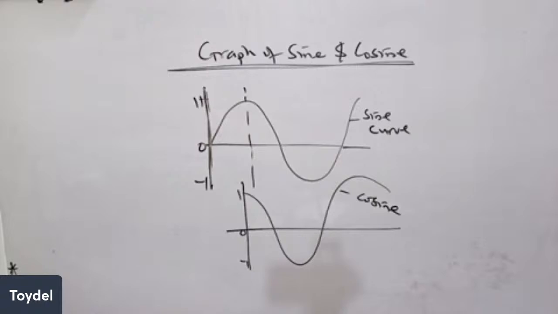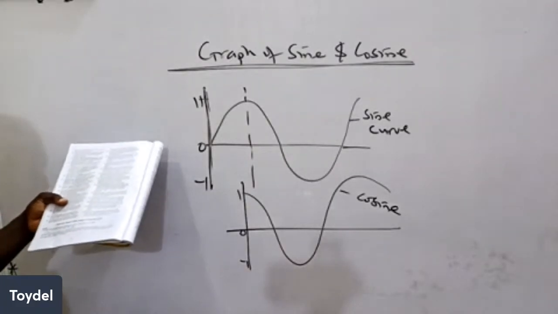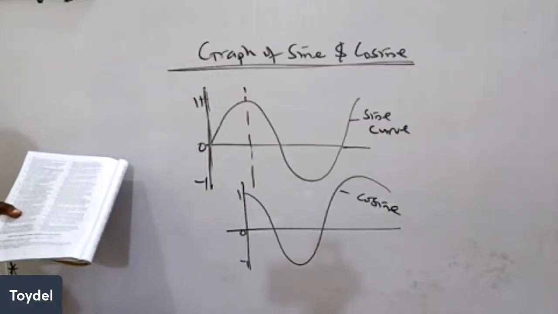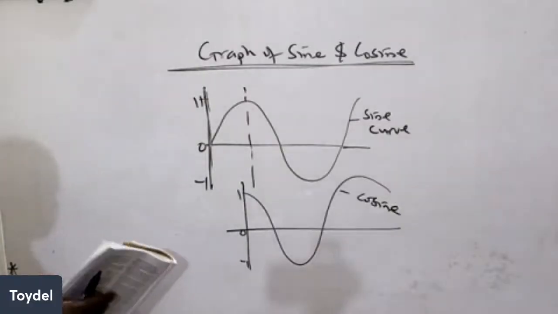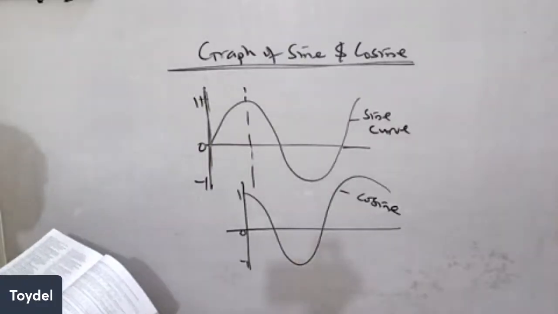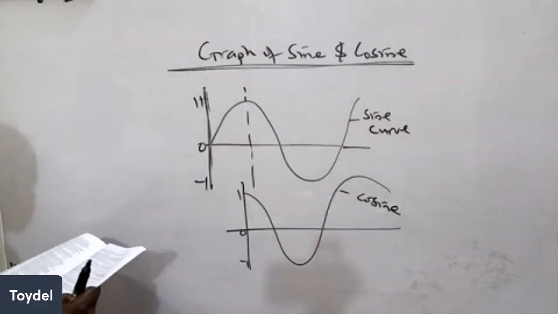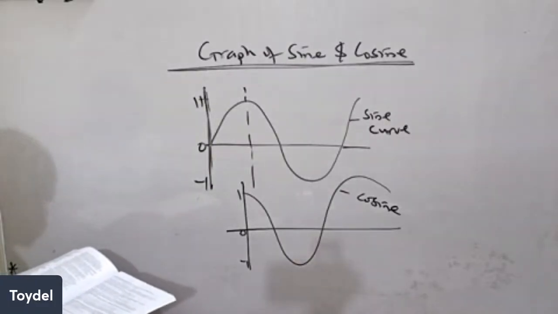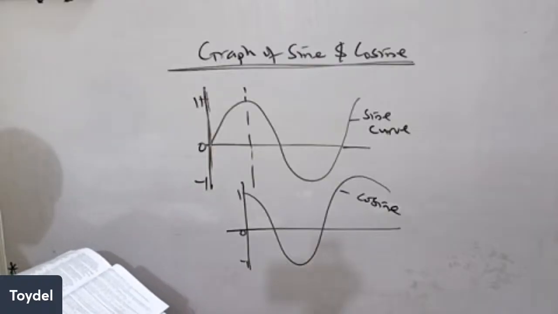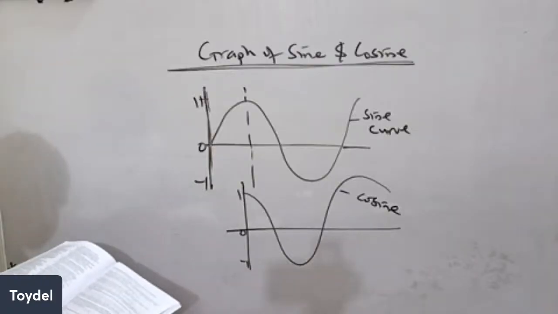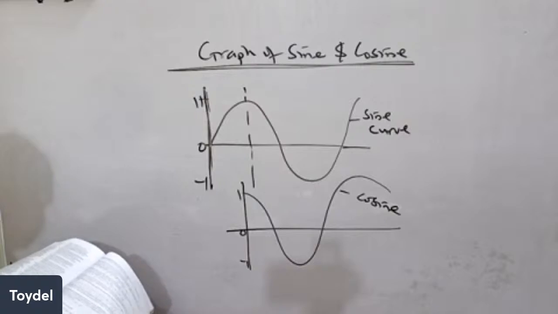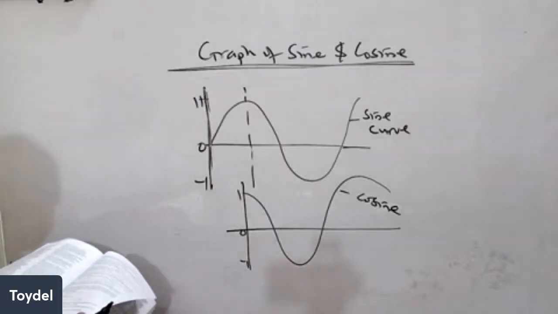If you want to solve any problem under the graph of sine and cosine, let's take note. We can have questions under the graph of sine and cosine. They have done it in the past and they can still do it. So let me just pick one or two questions and discuss them before we move to bearing and distance. Let me look for a current question.